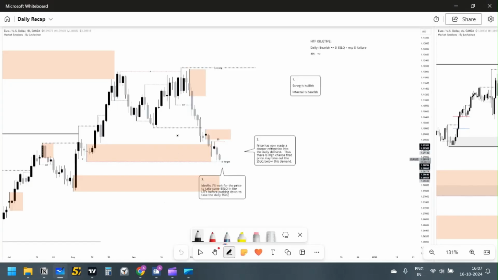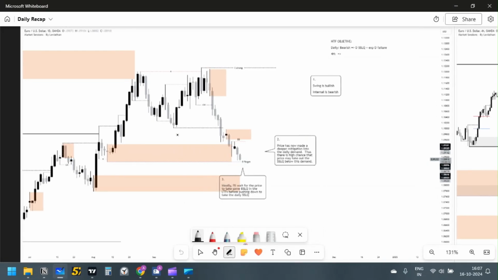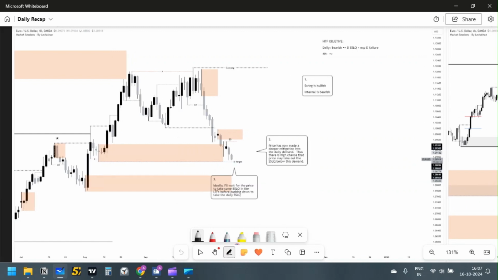So this is euro dollar. Let's start with euro dollar. In EU, in the daily chart, the swing structure is bullish. The channel is bearish, and the price mitigated the daily demand. And it has a deeper mitigation into the daily demand, which means the price can in time take out, invalidate this demand and take out the sell side liquidity below. So that is what I was expecting yesterday. Actually, my bias was bearish, and I expected the price to be bearish and take out the sell side liquidity.